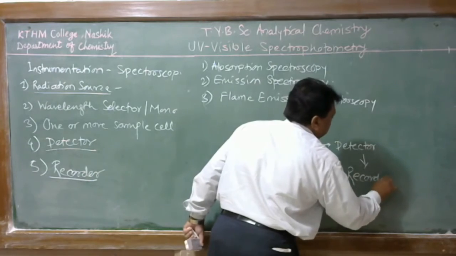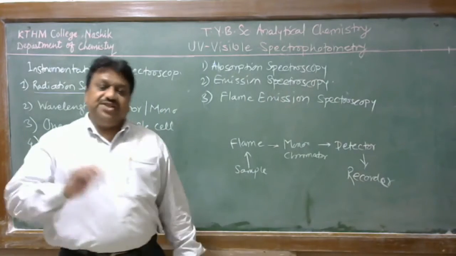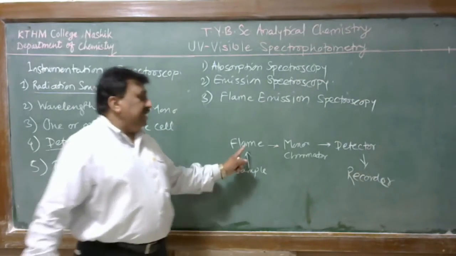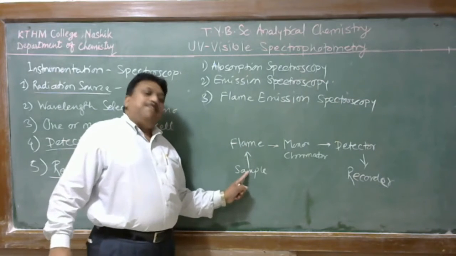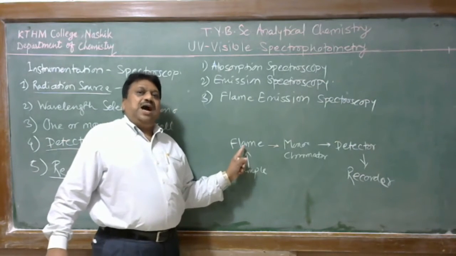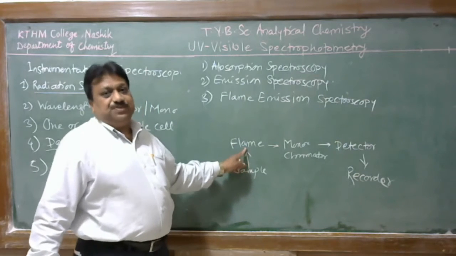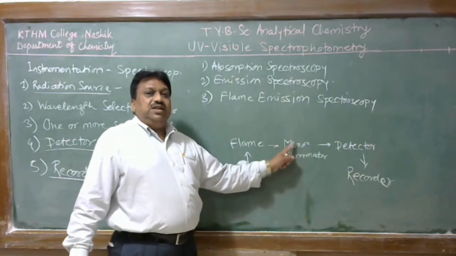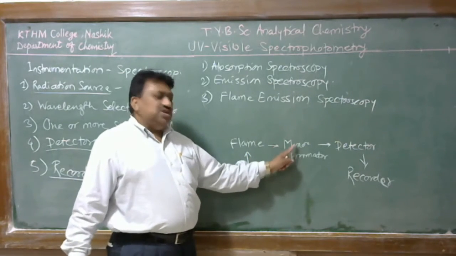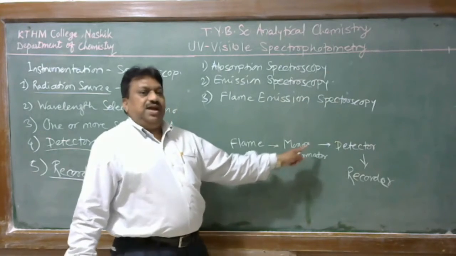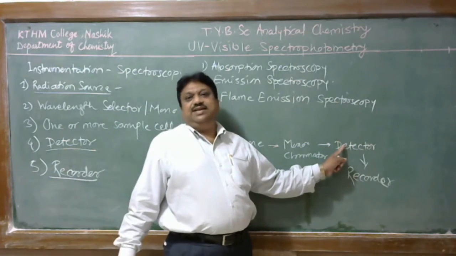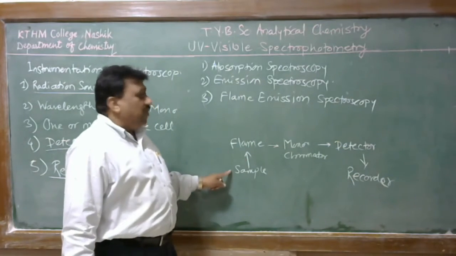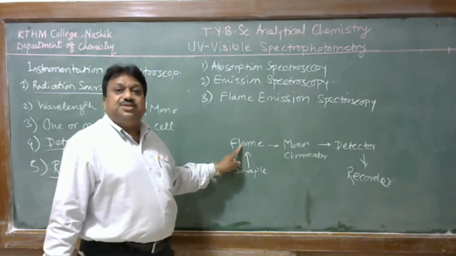Therefore, in flame emission spectroscopy, no doubt it is an emission spectroscopy, but in this case the sample is excited by using thermal energy. The sample is aspirated into the flame. After that, atomization of sample species takes place and atoms undergo electronic transition. Then they emit radiation, which is isolated by this monochromator system, and the detector converts that radiant energy into electrical energy. This is the arrangement of the components in flame emission spectroscopy.